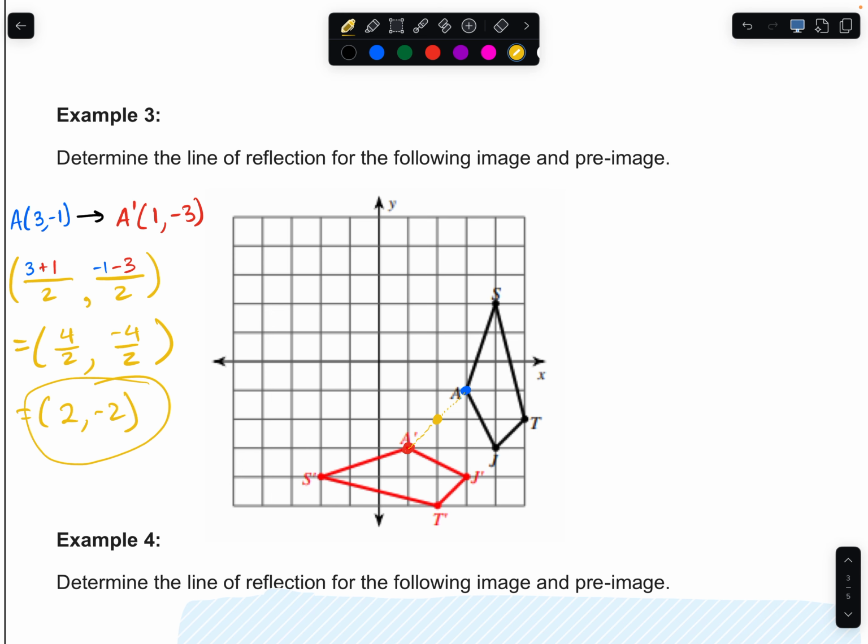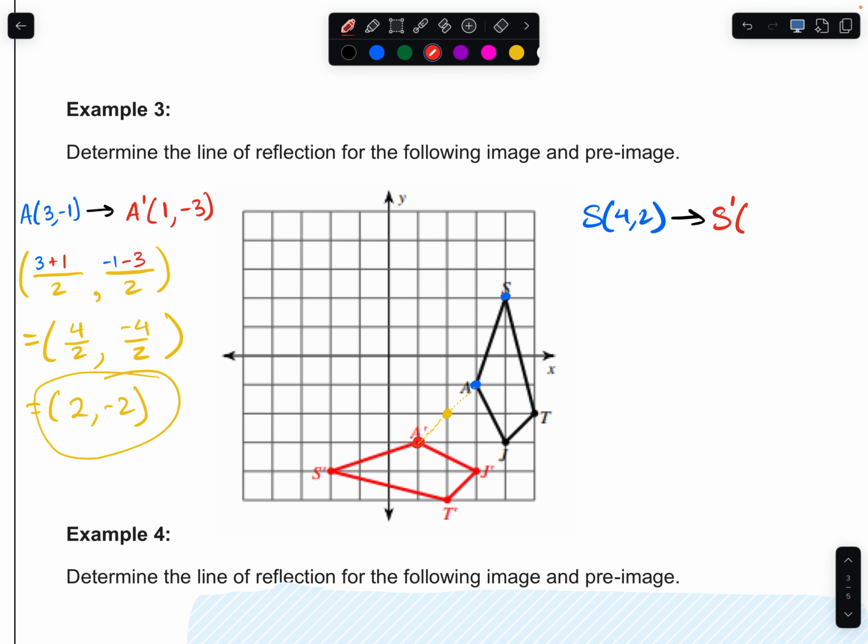Let's try it again for one more point. Doesn't matter, we can use S and S prime, T and T prime, J and J prime. I'm just going to use S. So I've got this point S here, which is located at 4, 2, and it's getting sent to S prime, which is at -2, -4. We're going to use that midpoint rule again. Midpoint rule might be something you want to put on a note card. We're going to average our x coordinates and average our y coordinates.